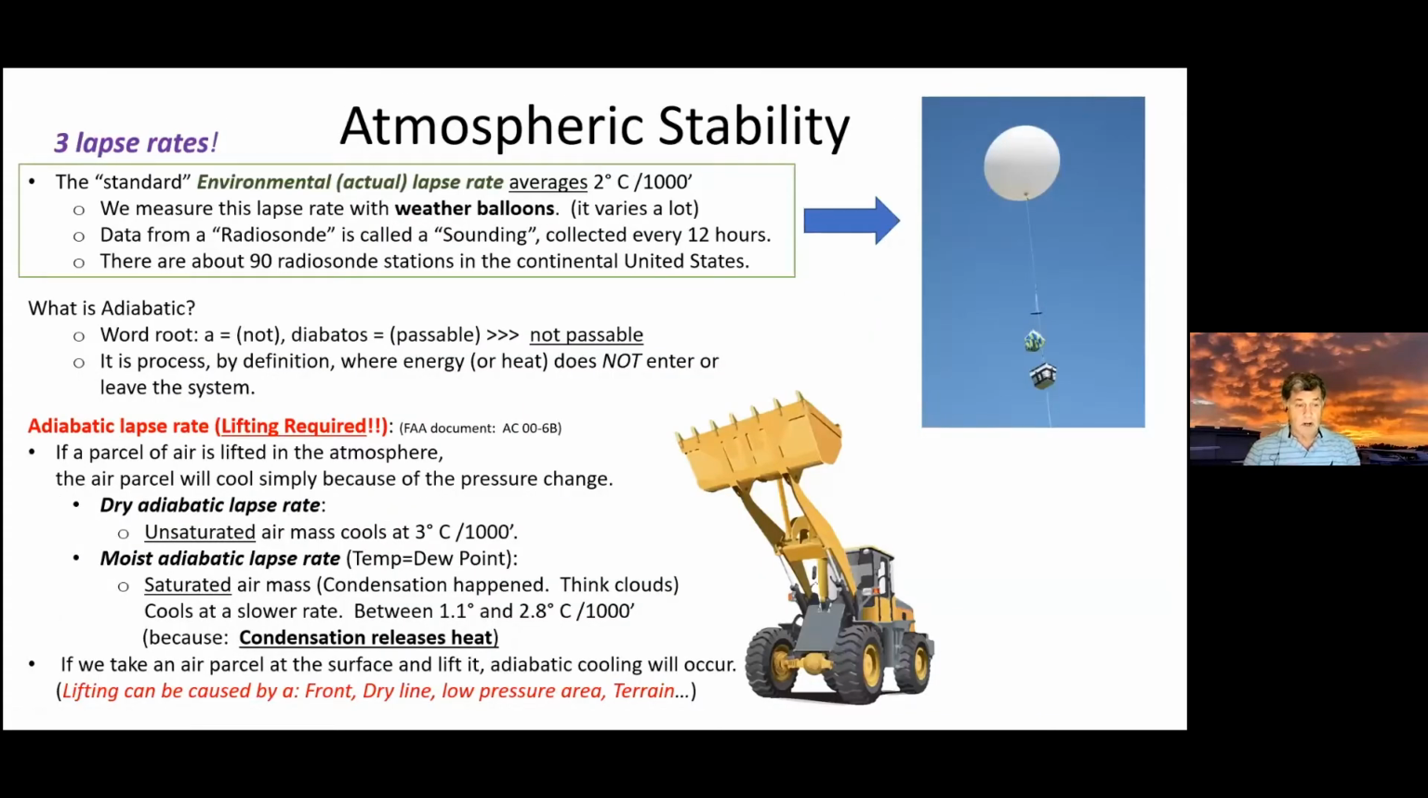Okay, this chart I'm going to spend a little bit of time on because it's also a prelude to the SkewT diagram, and you just have to understand this in order to make sense of the SkewT diagram. So I'm going to talk about 3 different lapse rates. The first lapse rate is our environmental lapse rate. That's the actual temperature change and humidity and winds and such in the atmosphere. We get that data with weather balloons. There are some 90 sites in the United States where they send up weather balloons.